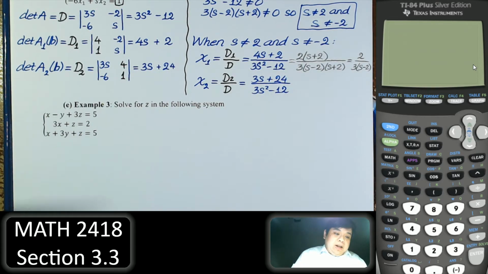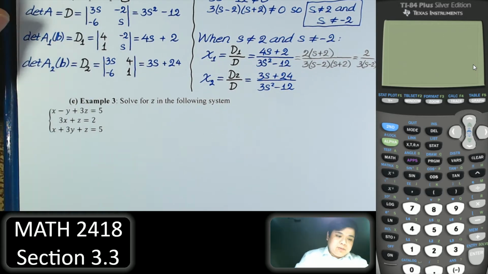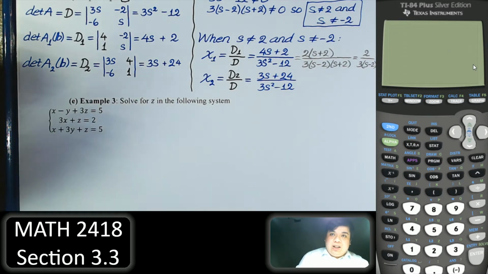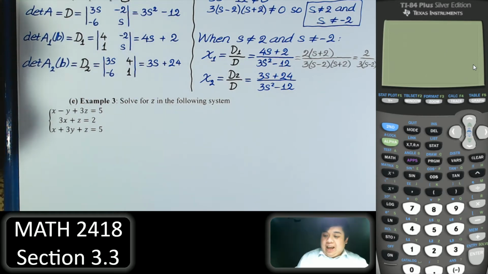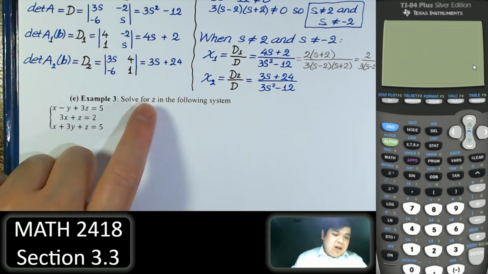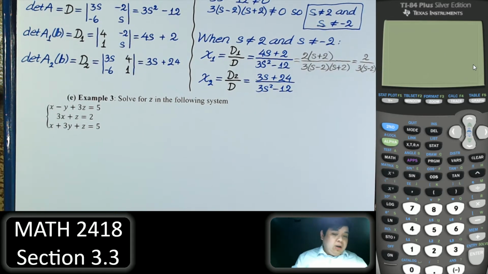Next, in this system of equations, all we need is to find z. So in that case, we don't have to find the x or the y. We just need to find the determinant, of course, and then for z, just dz. Right.